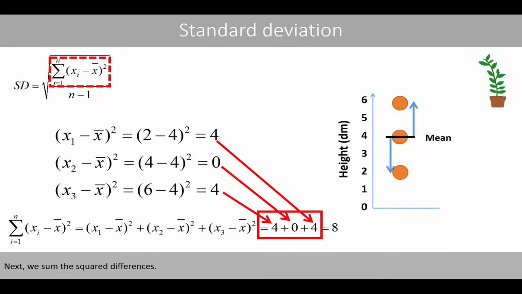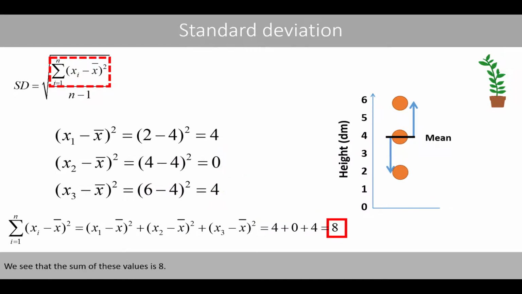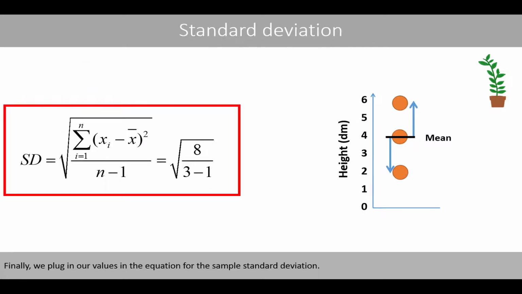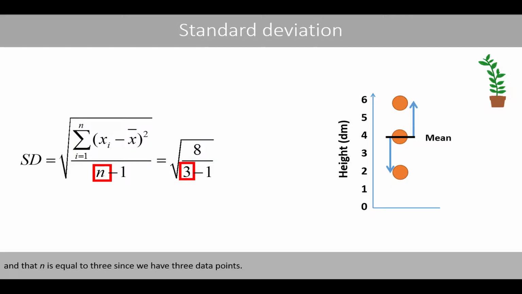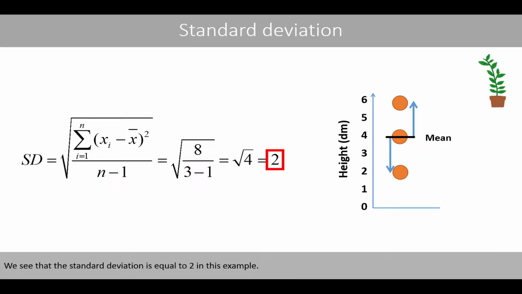Next, we sum the square differences. We see that the sum of these values is 8. Finally, we'll plug in our values in the equation for the sample standard deviation. We know that the sum of the square distances between the data points and the mean is 8, and that n is equal to 3 since we have 3 data points. We see that the standard deviation is equal to 2 in this example.